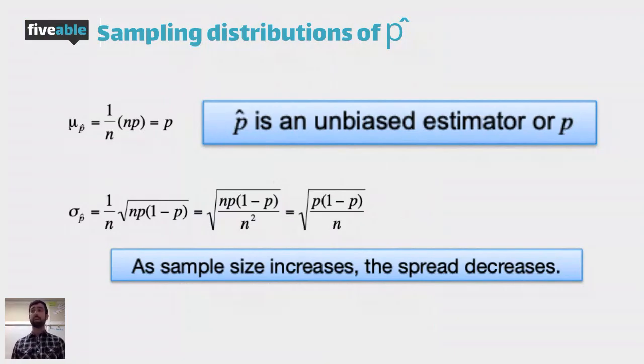If p hat is an unbiased estimator of p, here's how you get the average. You take 1 over your sample size, multiplied by your sample size times p. Essentially, that's just going to leave you with p.